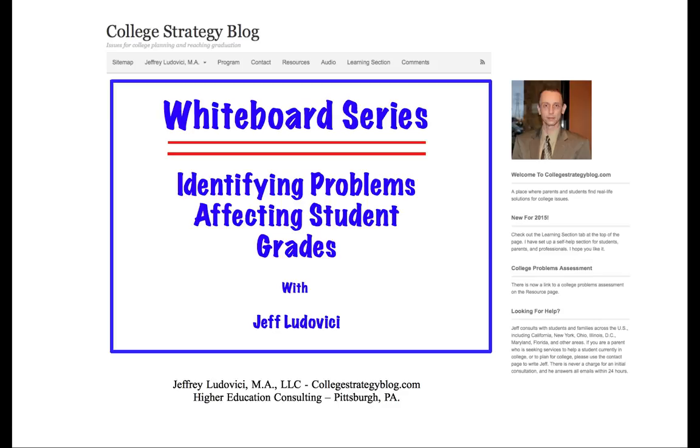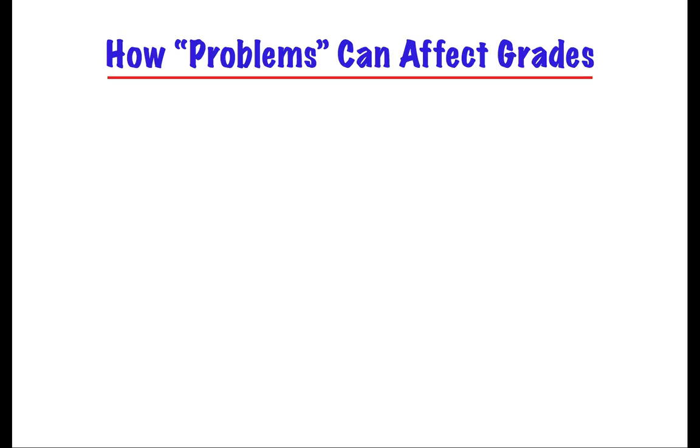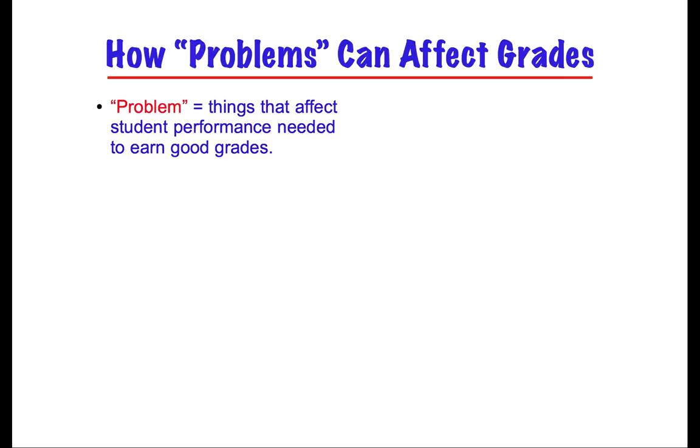Hi, this is Jeff, and I wanted to talk to you today about identifying problems that are affecting student grades. Whenever there's a problem and people are trying to figure out why it is affecting the student, you have to define it as some thing or some factor that is interfering with the good performance that is needed for them to earn good grades. And this is true of both high school students and college students.